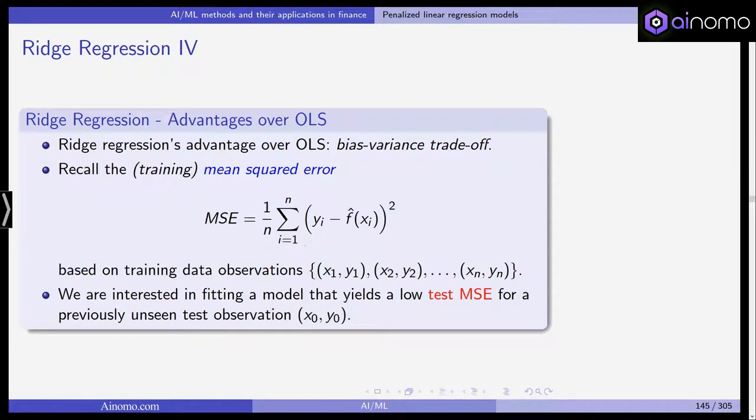Now, one could ask, and this is the obvious question: why should we care and why should we consider using ridge regression over OLS? What are the advantages of ridge regression over ordinary least squares? Well, the answer lies in the bias variance trade-off. If you recall the mean squared error, which was simply defined as 1 over n times the sum of the errors in our data, and those errors were squared.